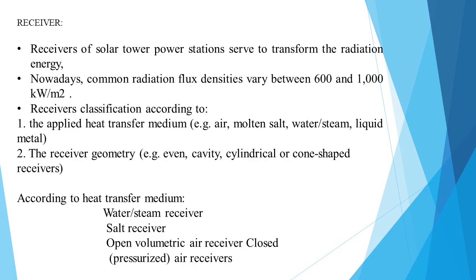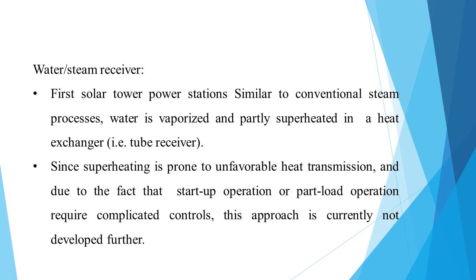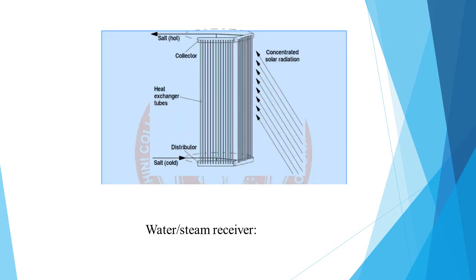According to heat transfer medium, water steam receivers, salt receivers, open volumetric air receivers and closed pressurized air receivers are present. Water steam receiver: first solar tower power stations. Similar to conventional steam processes, water is vaporized and partly superheated in a heat exchanger, that is a tube receiver. Since superheating is prone to unfavorable heat transmission, and due to the fact that startup operation or part load operation require complicated controls, this approach is currently not developed further. This is the water steam receiver.